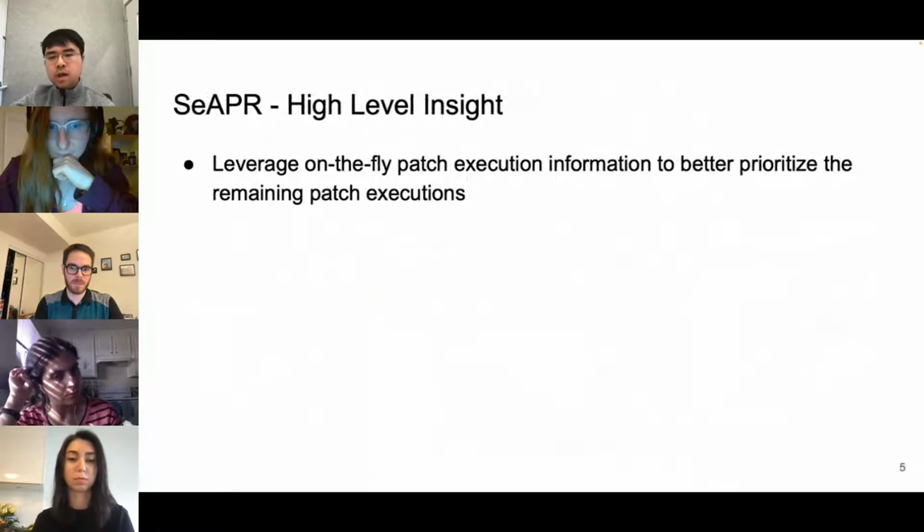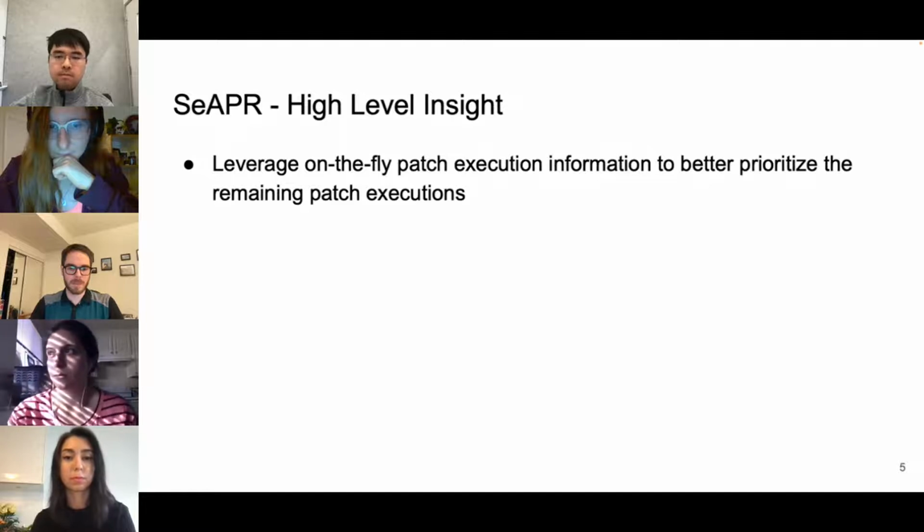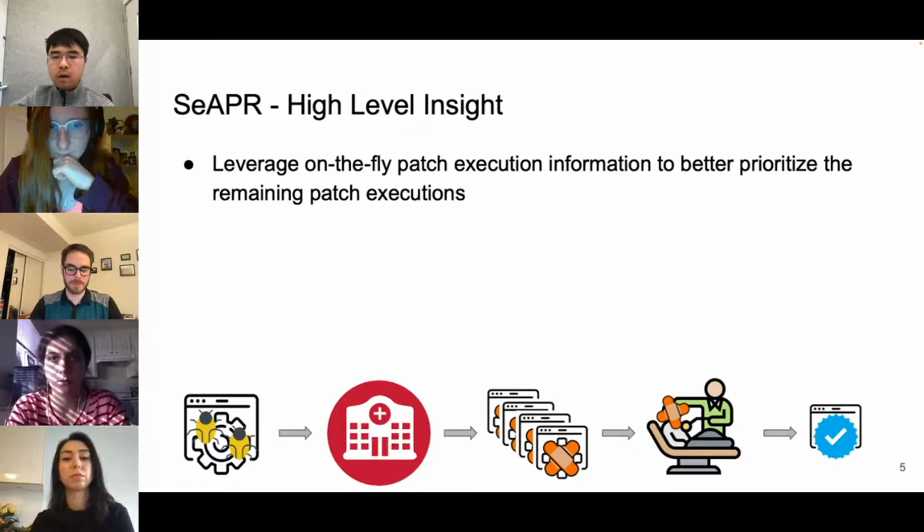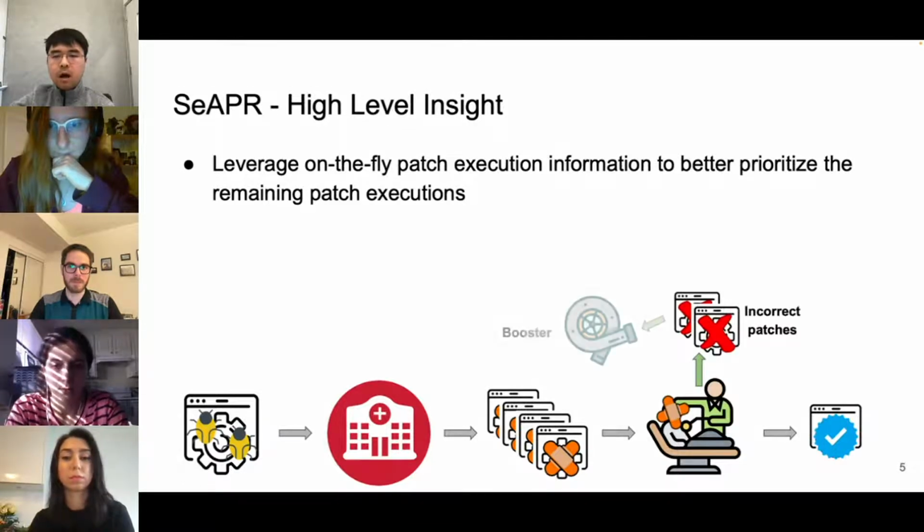So we want to reduce the APR cost from another angle, that we would try to leverage on-the-fly patch execution information to help better prioritize the remaining patch executions. And this is orthogonal to the aforementioned approaches. We know that the validator can fail a lot of incorrect patches. And our high-level insight is that these incorrect patches are not created equal, and we should utilize such differences from these wastes to make the system more efficient.